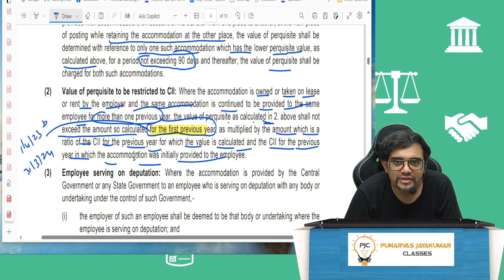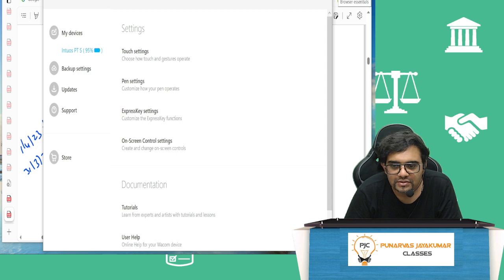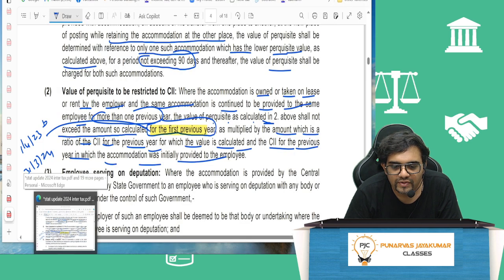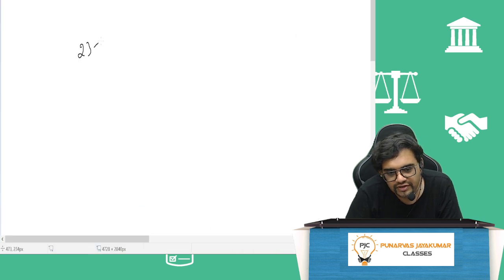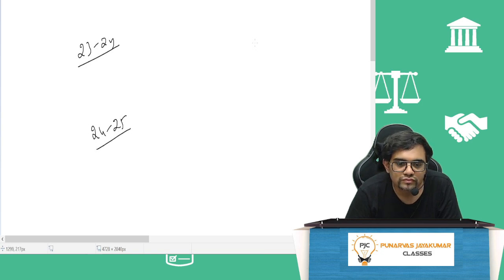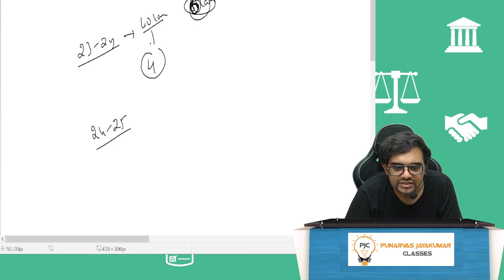So they are saying going forward, let's say the accommodation was provided to you in 23-24. Right? Next year, I'm saying in 24-25, what to do. So here accommodation was provided, I told you 40 lakhs was your salary, 6 lakhs is what they are paying for that accommodation. So 10%, 4 lakhs or 6 lakhs, whichever is less, 4 lakhs. No problem. Value of perquisite is 4 lakhs.